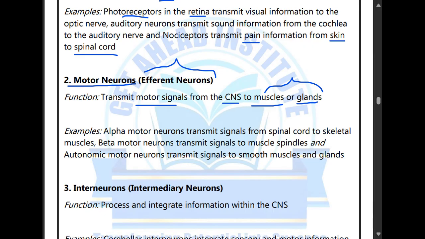Examples include the alpha motor neurons, which transmit signals from the spinal cord to the skeletal muscles. We have beta motor neurons, which transmit signals to muscle spindles, and we also have autonomic motor neurons, which transmit signals to smooth muscles and the glands.